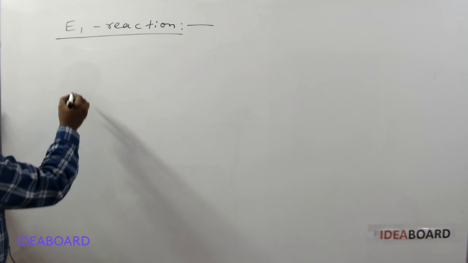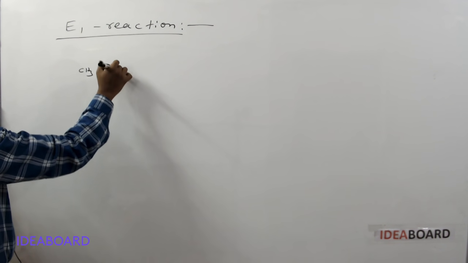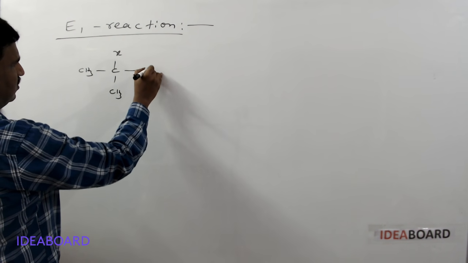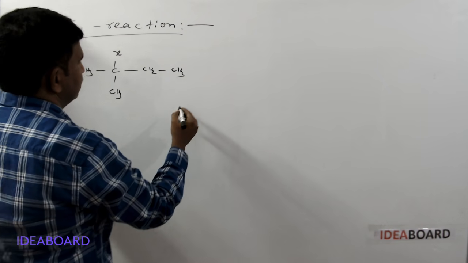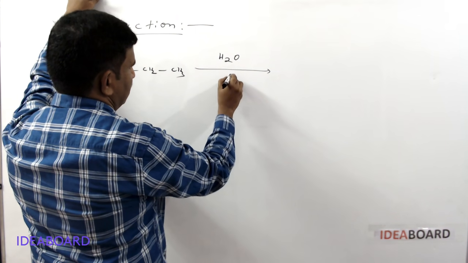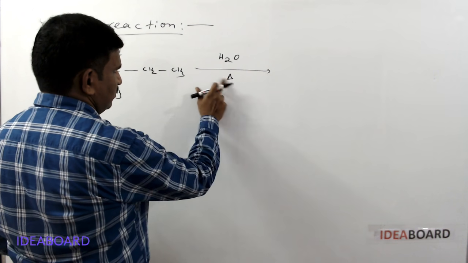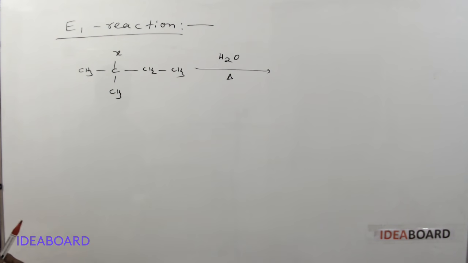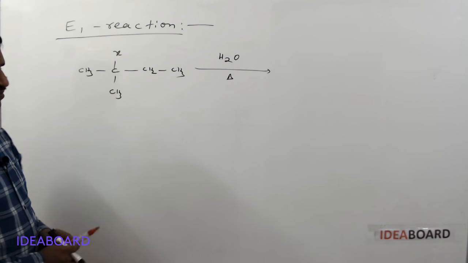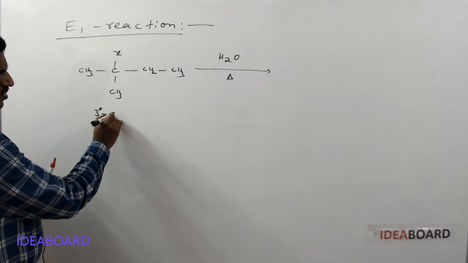Now, E1 reaction. Here for the E1 reaction, I am taking CH3, C, halogen, here CH3, here CH2, CH3, and here we are having H2O and delta. Please remember, water is given and delta is given. Generally, what type of alkyl halide is this? This is a tertiary alkyl halide.